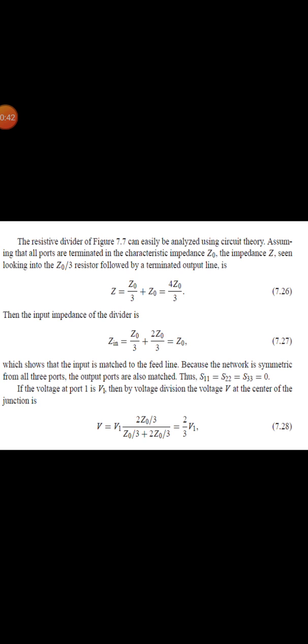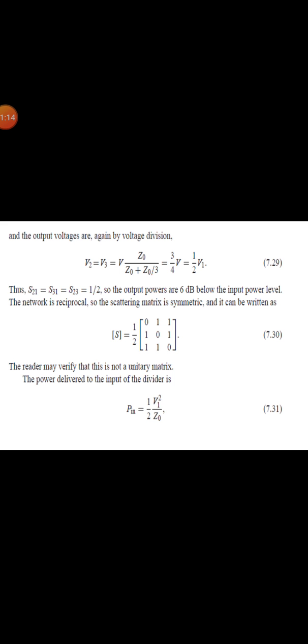Because the network is symmetric from all 3 ports, the output ports are also matched. That is, S11 = S22 = S33 = 0. If the voltage at port 1 is V1, then by voltage division, the voltage V at the center of the junction is given by V = 2/3 V1, that is V1 times (2Z0/3) divided by (Z0/3 + 2Z0/3). By cancelling, we get 2/3 V1.